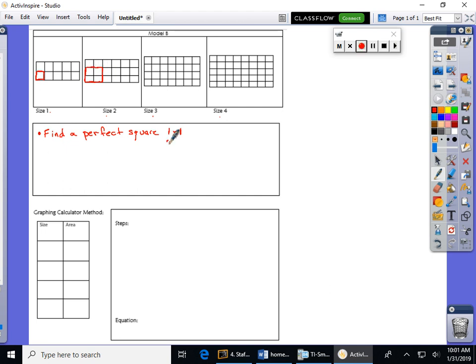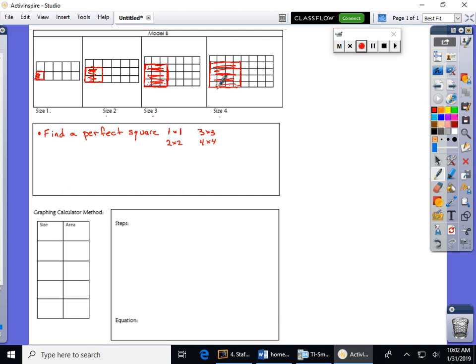Alright, so 1 by 1, 2 by 2, 3 by 3. Size 4, it's going to be 4 by 4. So we found our perfect squares. We just look at these and highlight our perfect squares: 1 by 1, 2 by 2, 3 by 3, and 4 by 4.